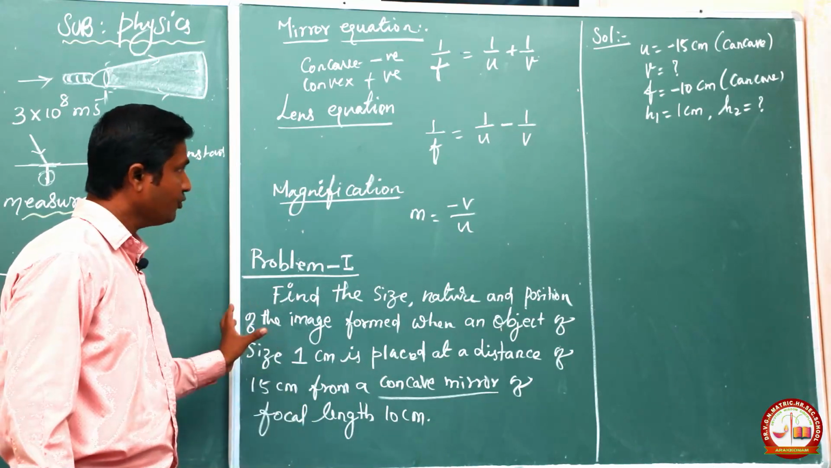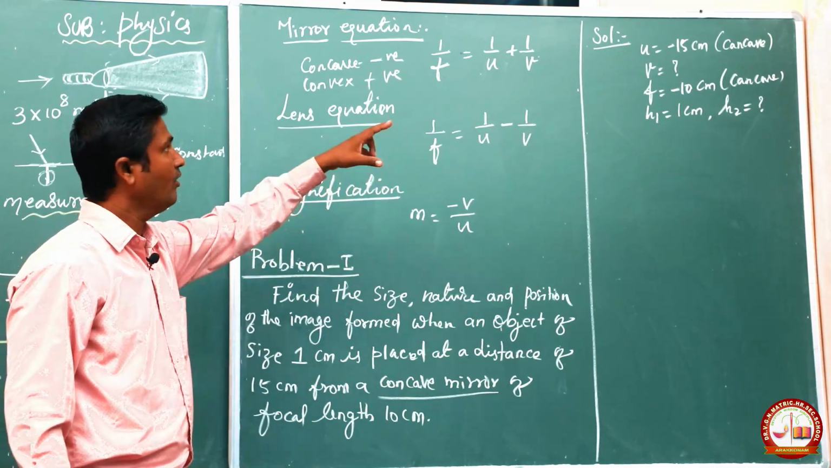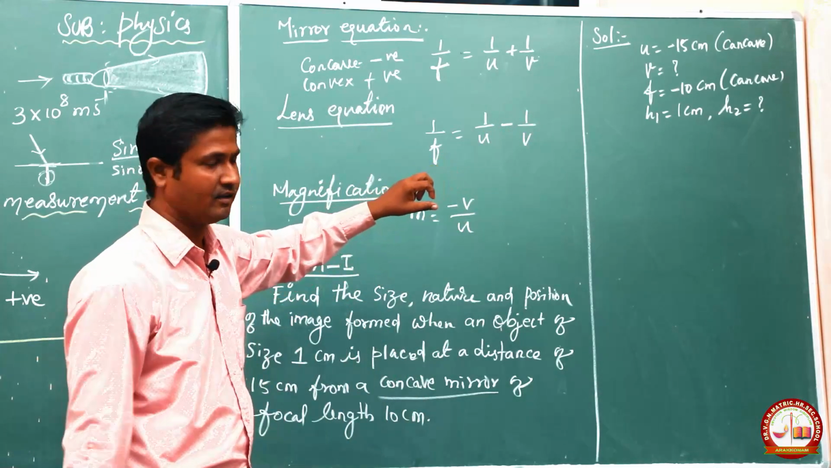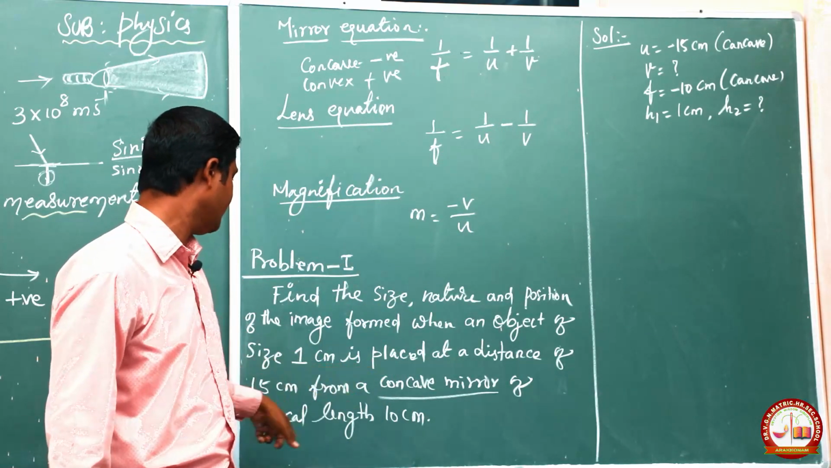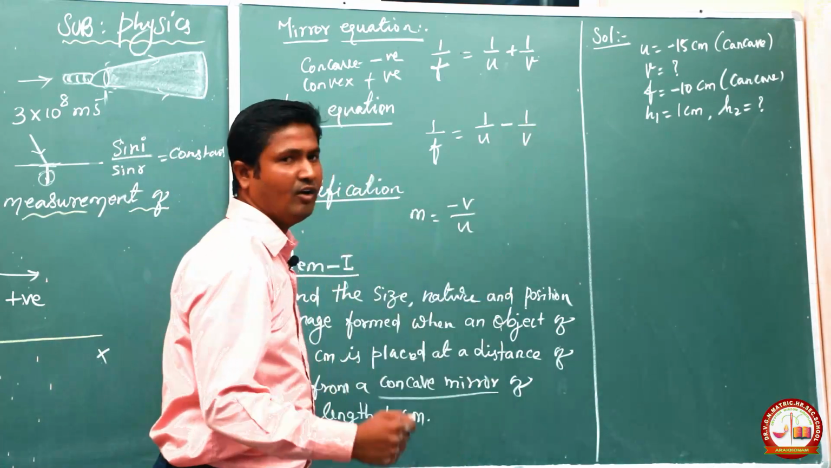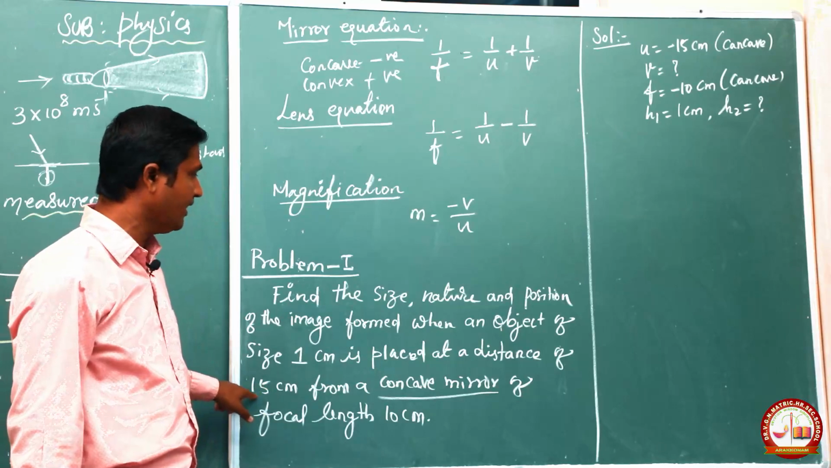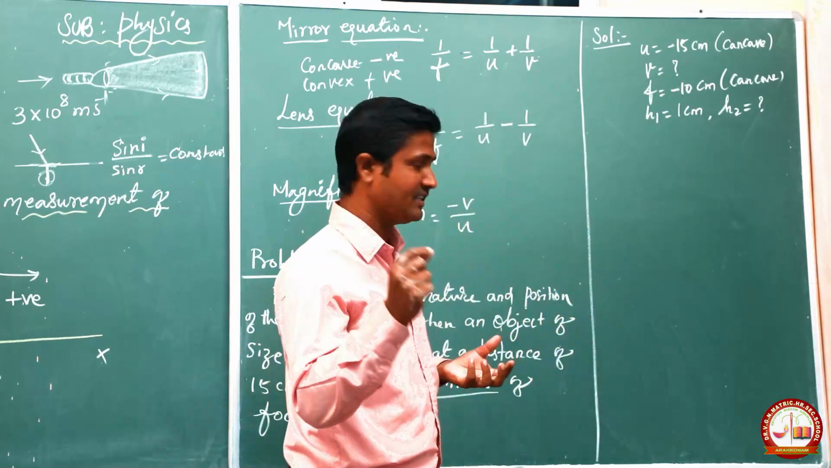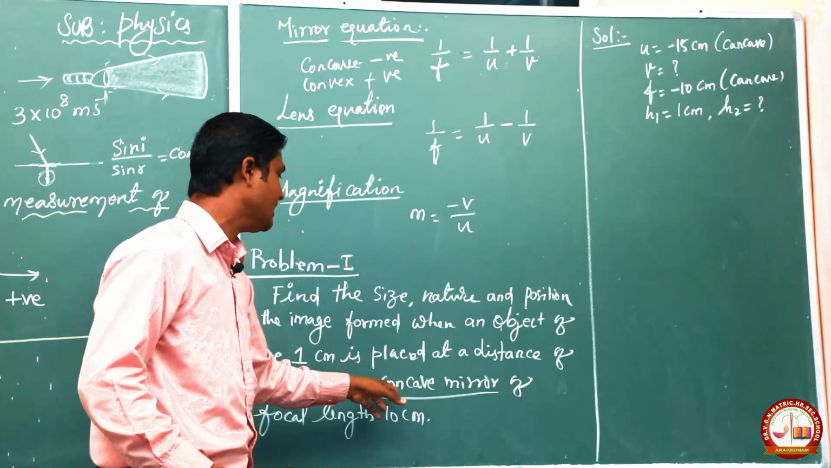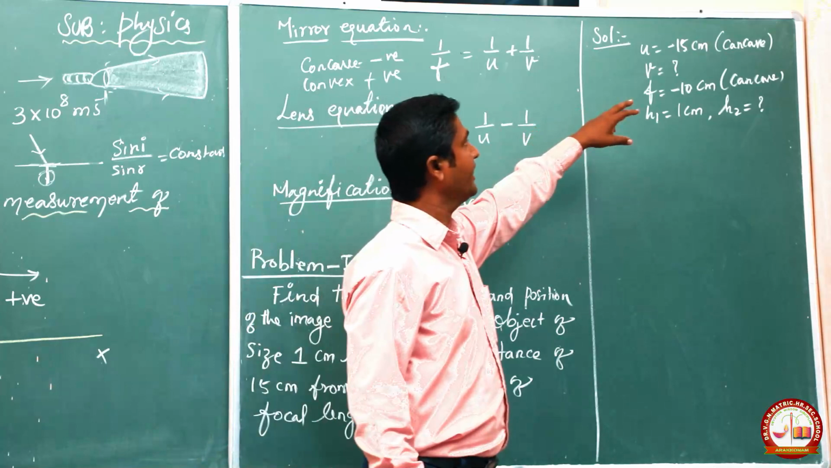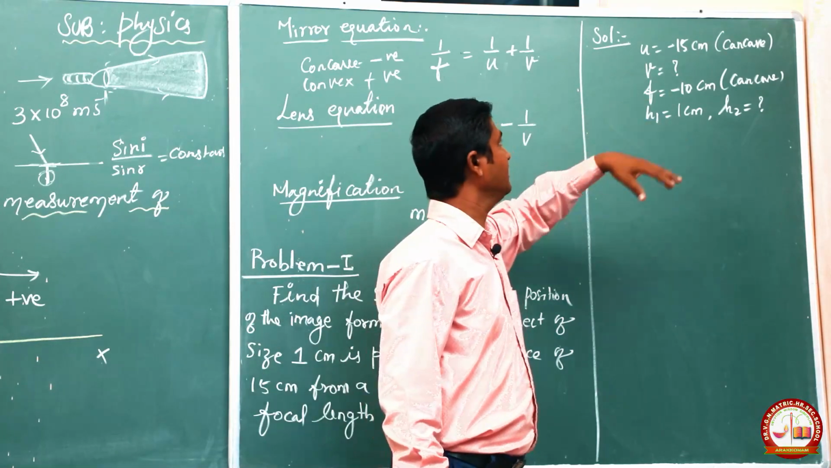Okay. So first, write the given values. First, the value of u, which means the object distance. What is the object distance? Here it is 15 centimeter. So write 15 centimeter. What is the symbol? This is a plus symbol, so write the minus symbol. The reason: in the mirror equation, for a concave mirror the sign is negative. So u is minus 15 centimeter.